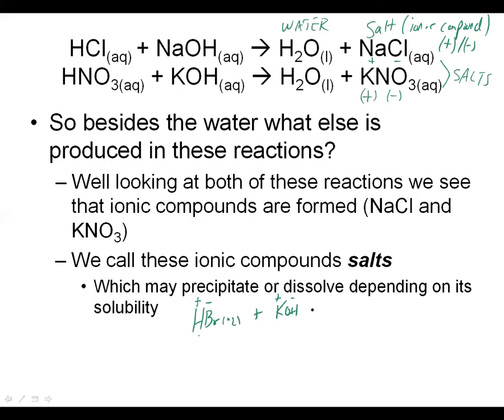Again, the positive H plus and the OH minus is what's going to come together to make our water. And then we're basically left with a K plus, and on this side, we're left with a Br minus. So these two guys would come together to form our other guy, which would be KBr. And again, we would have formed our salt and our water over here.